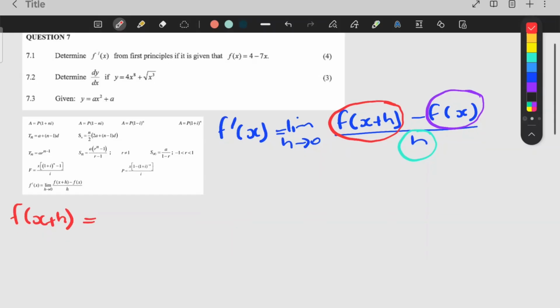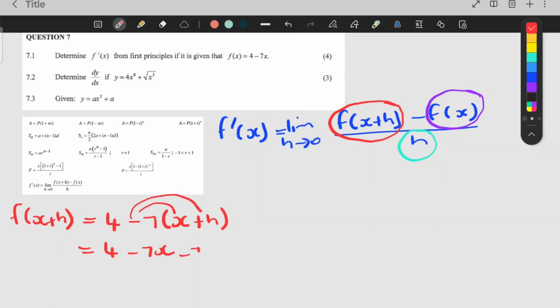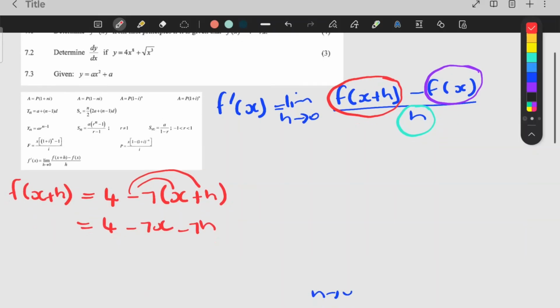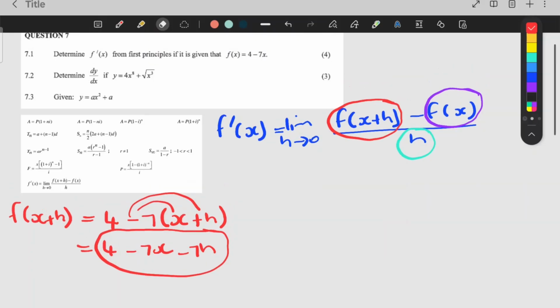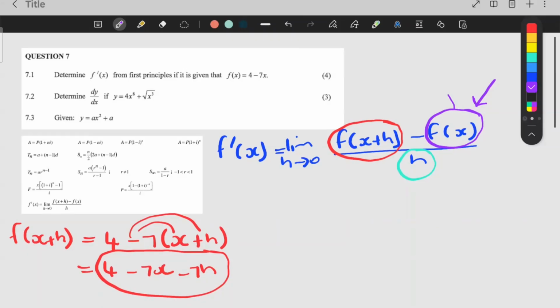So f of x plus h is, you take this f of x, and wherever there's an x, do you see there's the x? You replace that with x plus h. So 4 minus 7, there's only one x in this example, so this becomes x plus h. And then you remove the bracket. So 4, this is minus 7x, and this is minus 7h. And there's no like terms, so this red circle is this over here. Okay, then the purple circle over here, this purple part, is always what was given over here. So that's the purple circle.